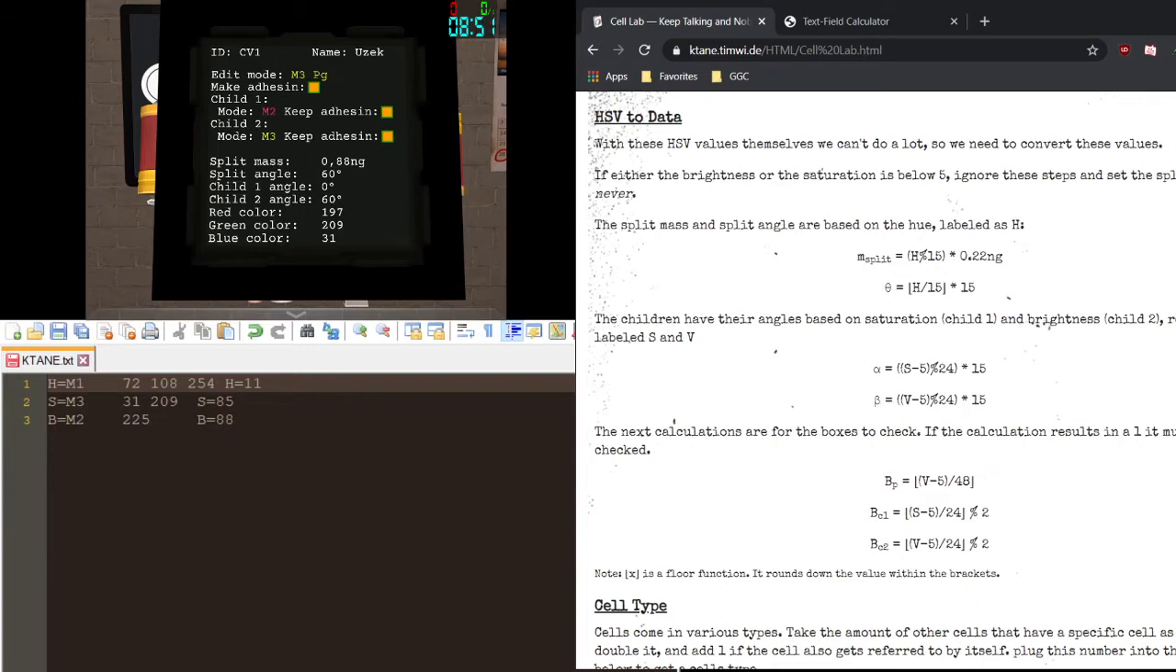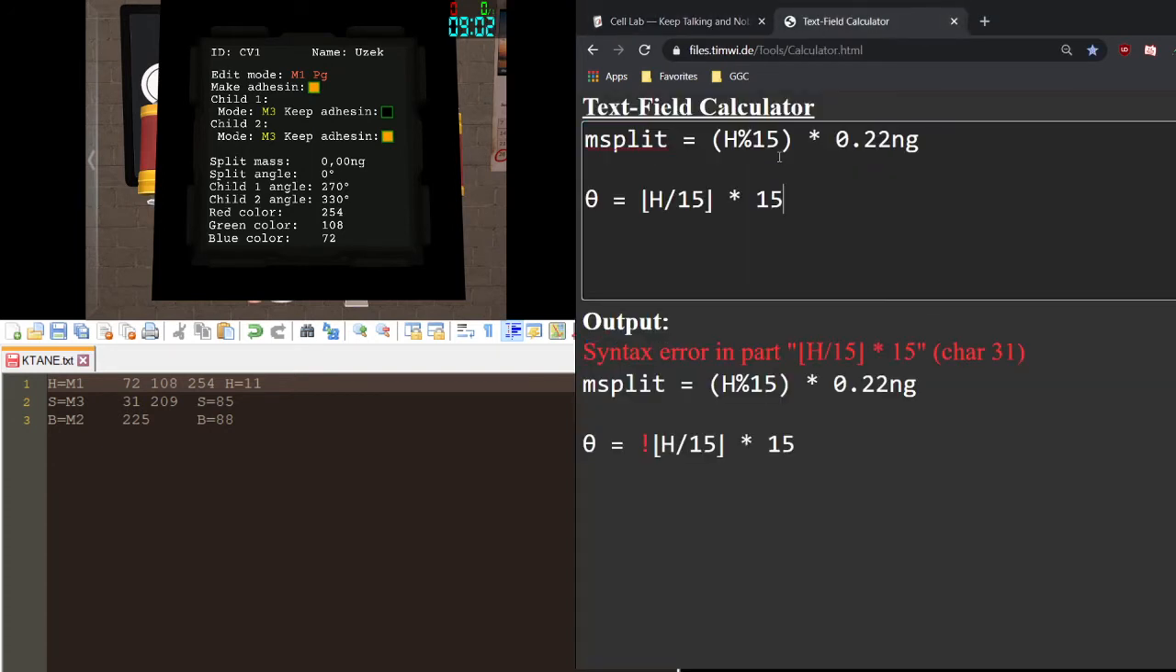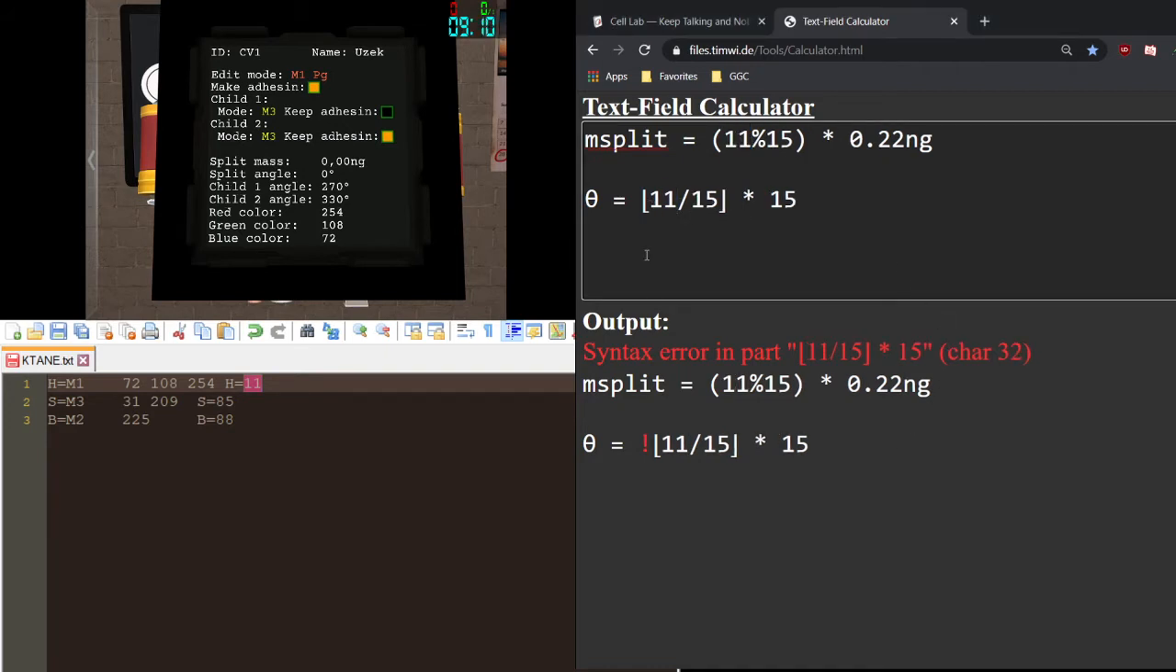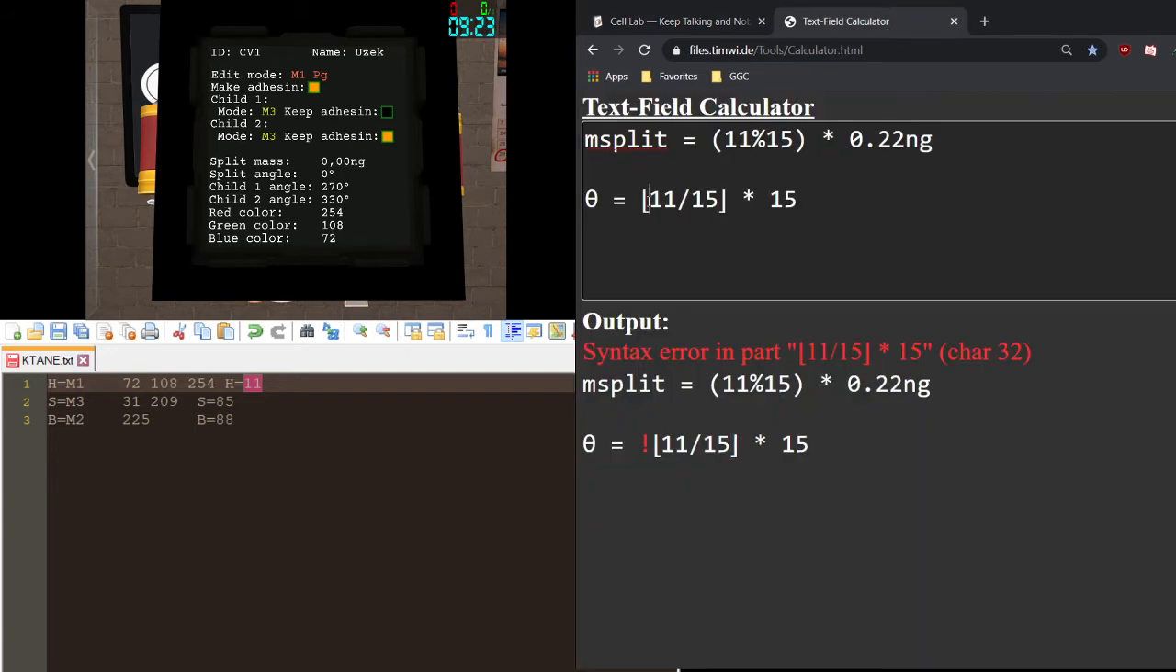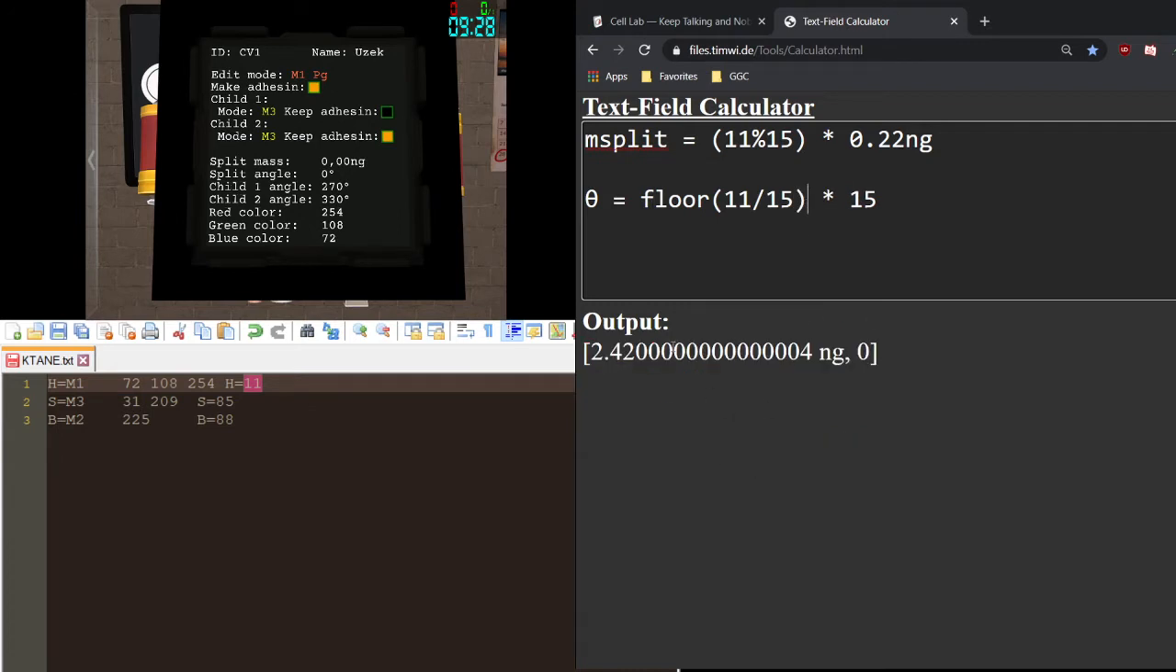Next, we convert the HSV values into data. Let's go to the one that needs hue right quick, M1. You see that we need a split mask and a split angle. Well, simply, we just plug in. Let's take our hue value, plug it in. Now, it's giving me a syntax error. It doesn't know what this symbol is. Well, according to the manual, this is a floor function. It rounds down the value within the brackets. So I'm just going to convert this to a floor, which the text field calculator recognizes. And this is our data.